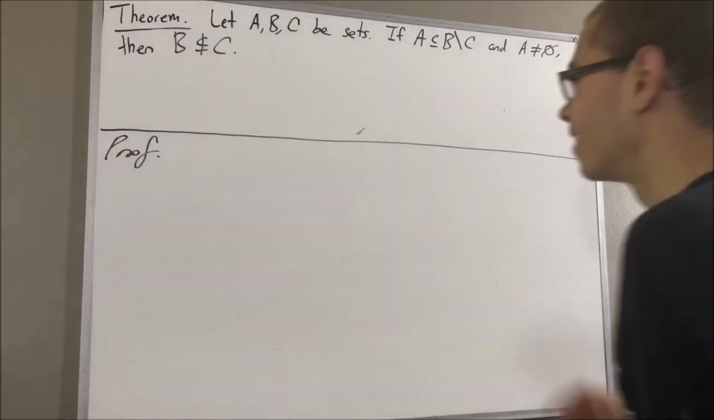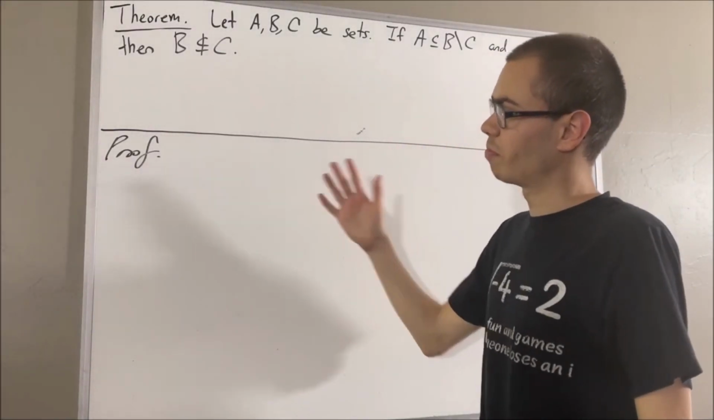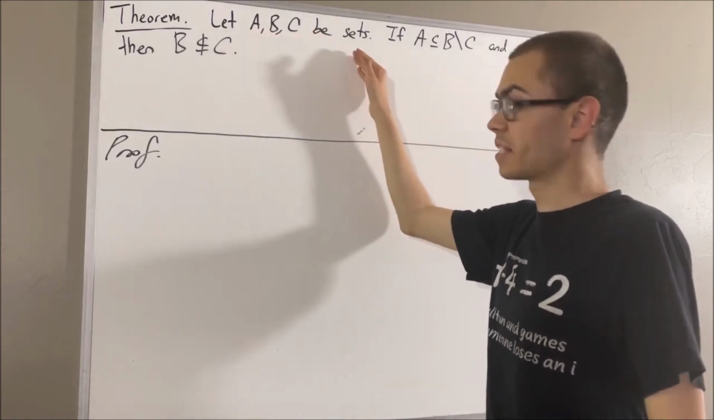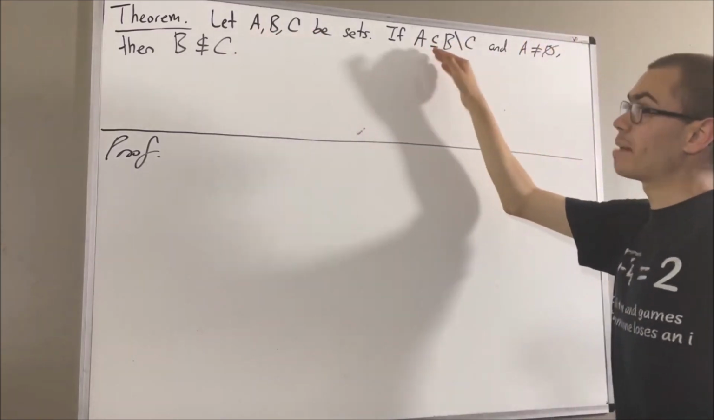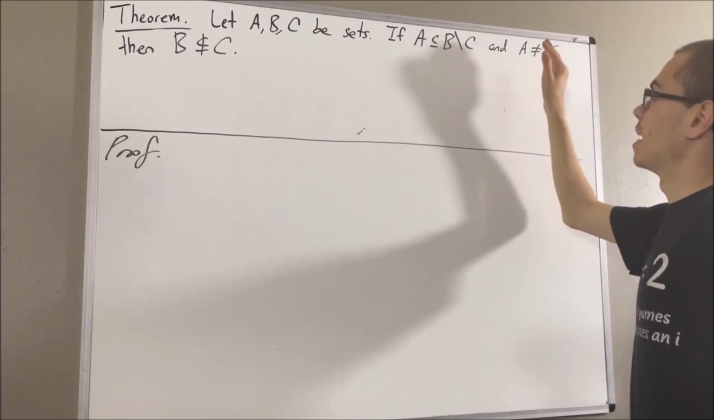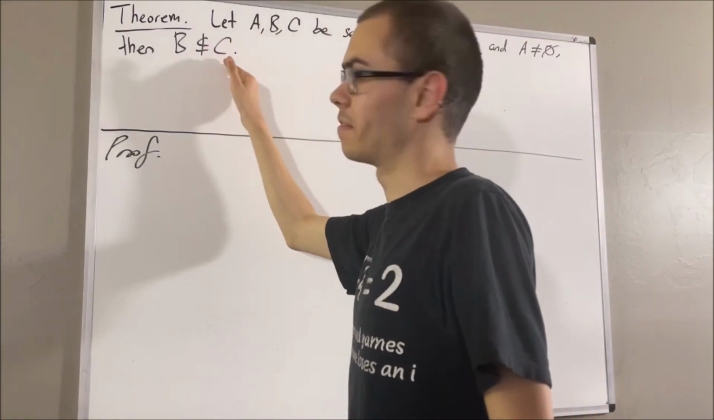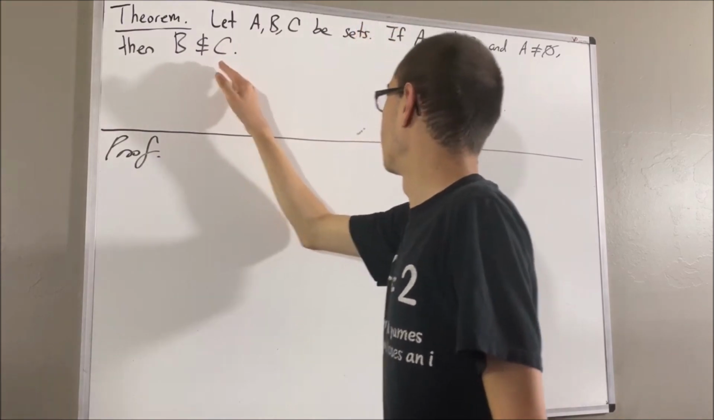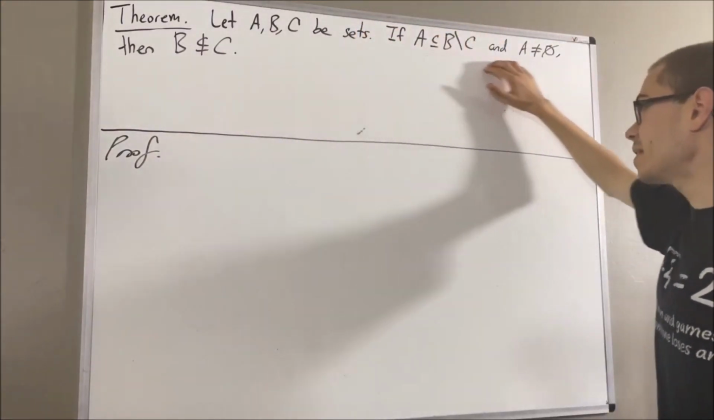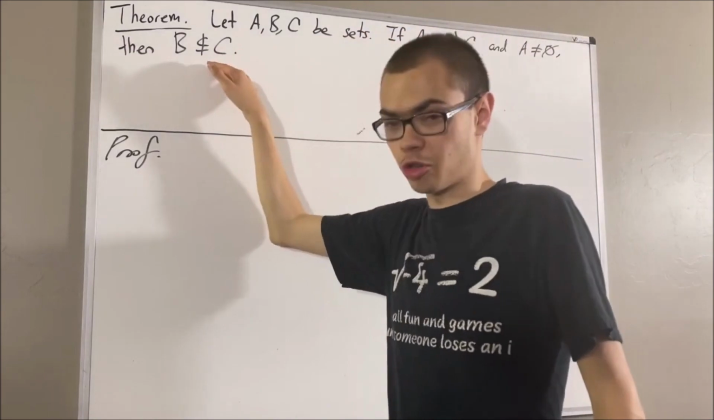Hello! In this video, we are going to prove the following theorem. Let A, B, and C be sets. If A is a subset of B set minus C, and A is non-empty, then B is not a subset of C.